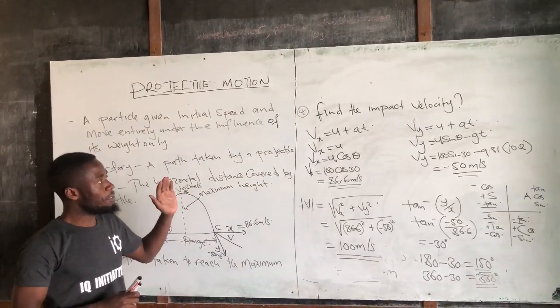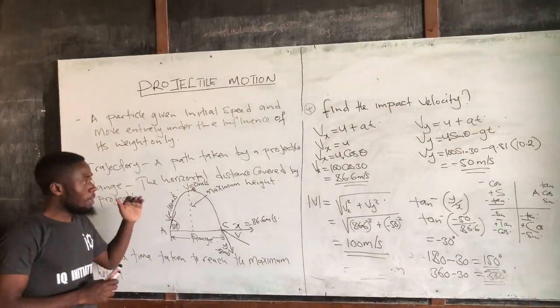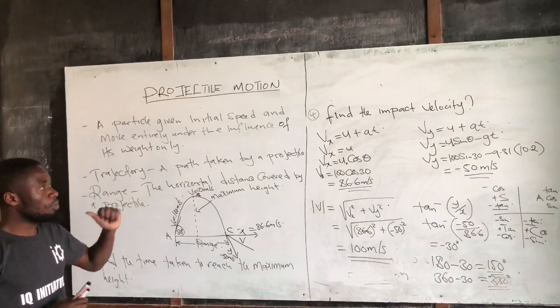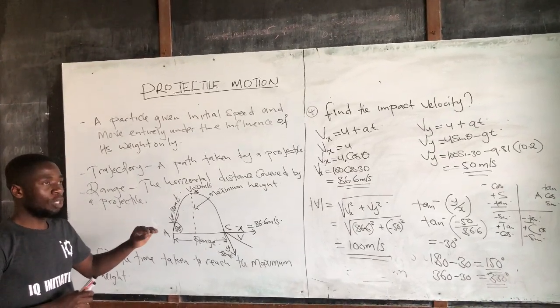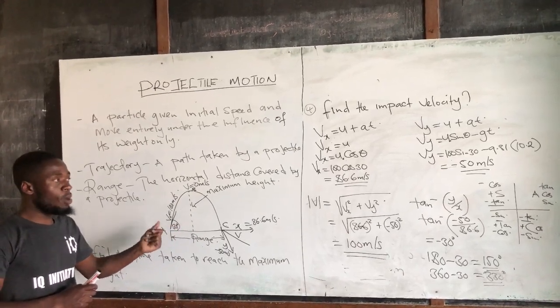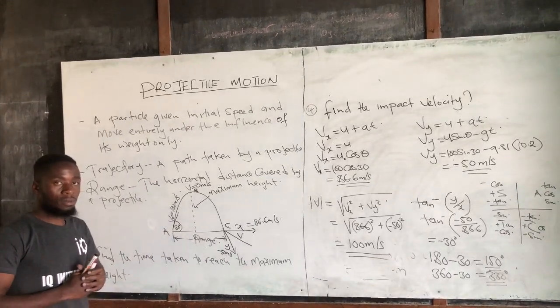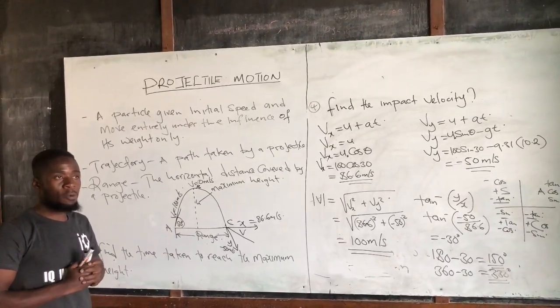So we are done with this first part of the projectile. This is the first type of projectile, and I'm sure these are the only questions they'll ask you in this first part. Sometimes they'll ask you to find the launch angle; we'll make a video on how to find this angle. Now let's go to the next type of projectile.